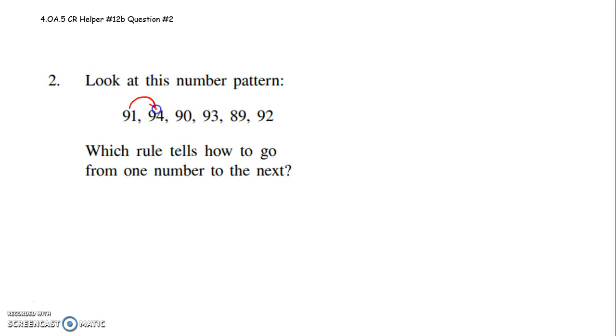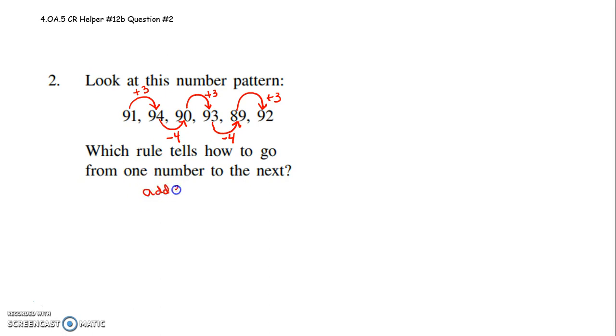How do you get from 91 to 94? 91, 92, 93, 94. Oh, we add 3. How do you get from 94 back down to 90? Subtract 4. How do you get from 90 to 93? Add 3. How do you get from 93 back down to 89? Subtract 4. And how do you get from 89 up to 92? Add 3. So which rule tells how to go from one number to the next?